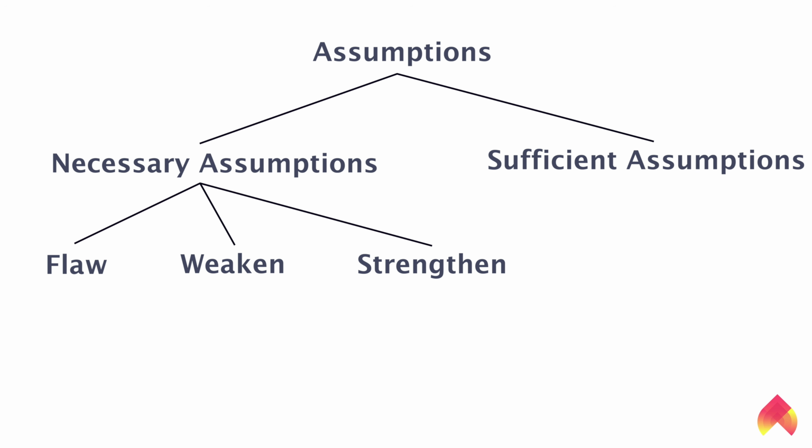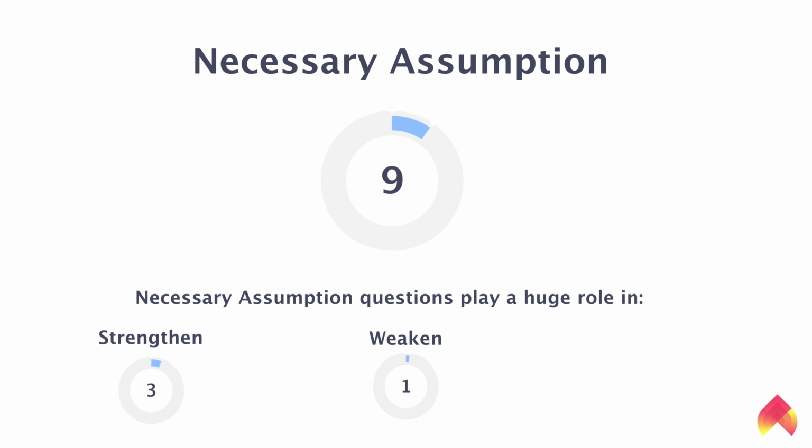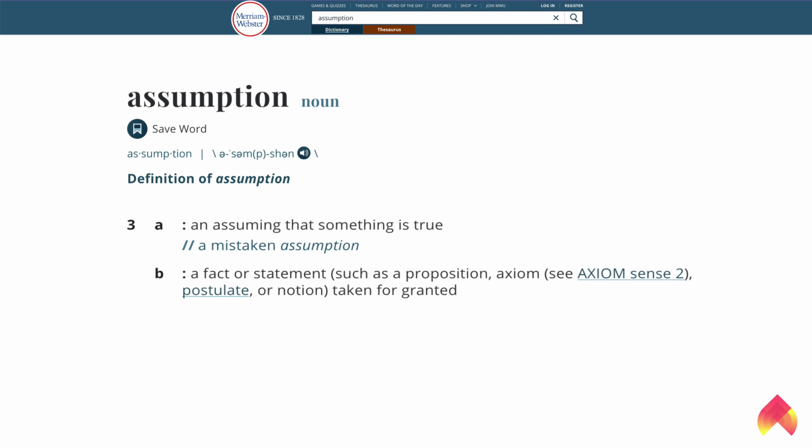So, necessary assumption questions are the head of what is called the assumption family, which includes necessary assumptions, sufficient assumptions, strengthen, weaken, and flaw. On their own, necessary assumptions really only make up about 10% of questions in logical reasoning. But because of the impact they have on all these other major question types, it's really important to have a strong footing with what an assumption actually is. And that's where we're going to start.